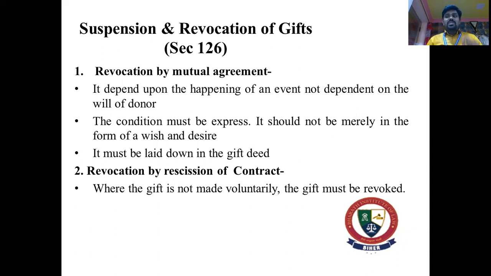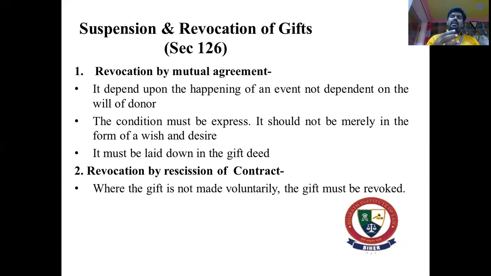But the section also says that if it is at the will of the donor, then those conditions are not valid. So person A is making a gift to person B with the condition that if A marries C, the gift is void. So it is at the will of the donor. Now it is up to A whether he wants the property or not. If he wants the property back, he will go and marry C. If he doesn't want it, he will marry someone else.